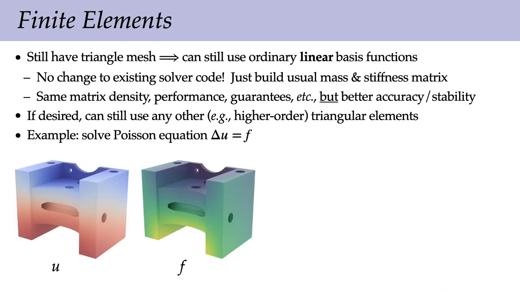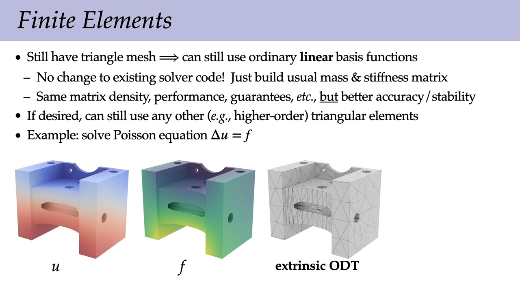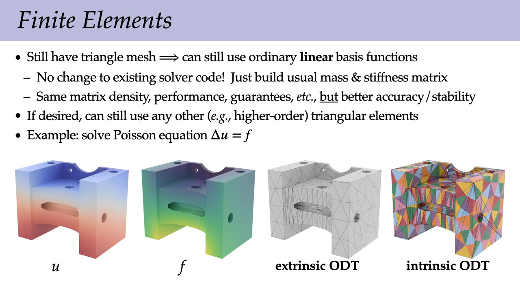As a quick example, here's a case where we solve a simple Poisson problem on a CAD model, and we see that solving on an intrinsic optimal Delaunay triangulation compared to a traditional extrinsic ODT yields a 2 times more accurate solution for the same element count. And the same story is going to be repeated many times over in this section.